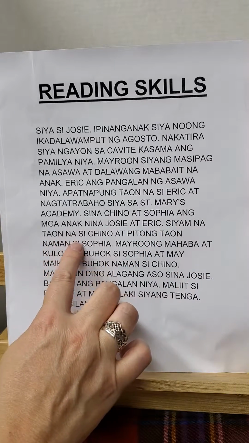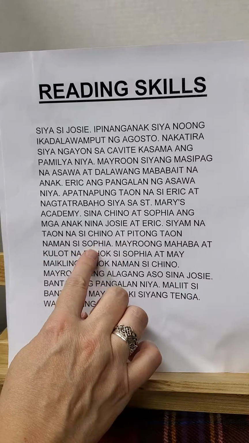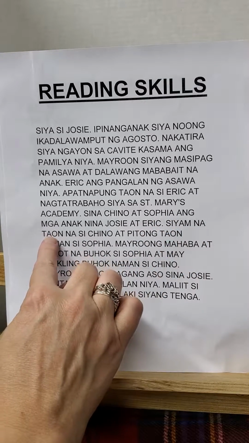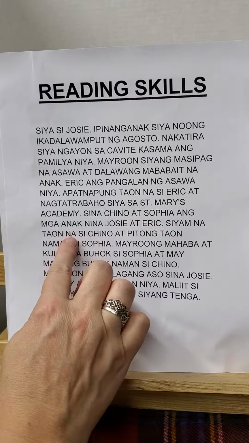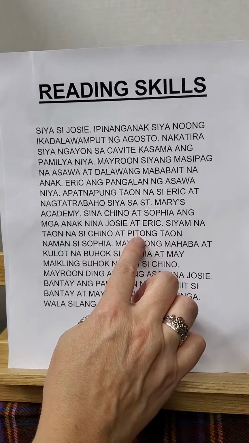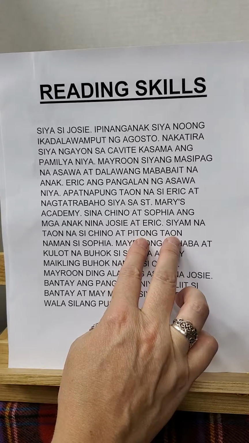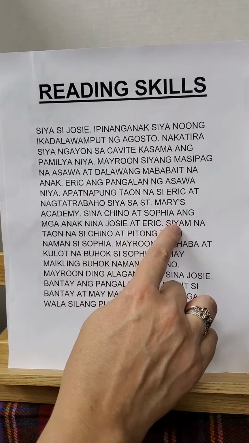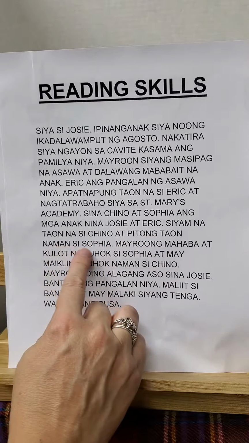Siyam na taon na si Chino at pitong taon naman si Sophia. So 9 years, you have to have the na, the connector word. 9 years na already, si Chino. And 7 years, you have to have the ng to connect 7 to the years. Naman, further, Sophia.